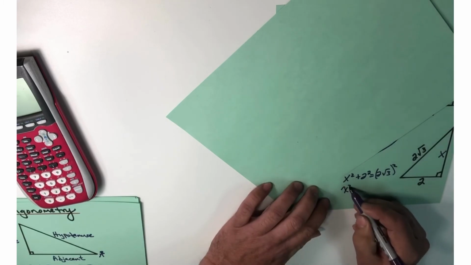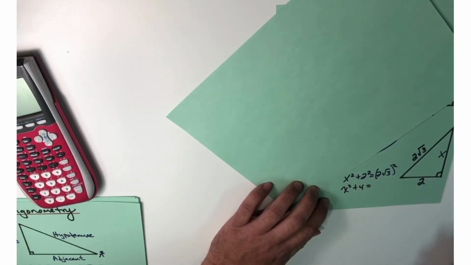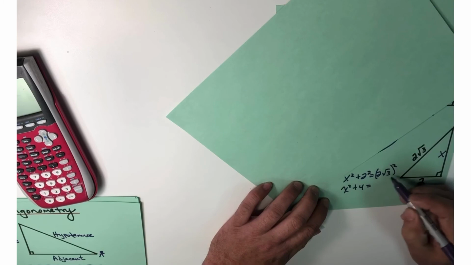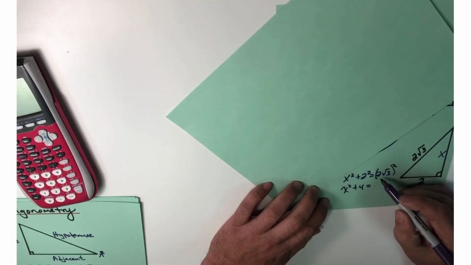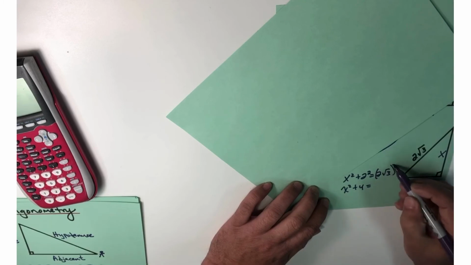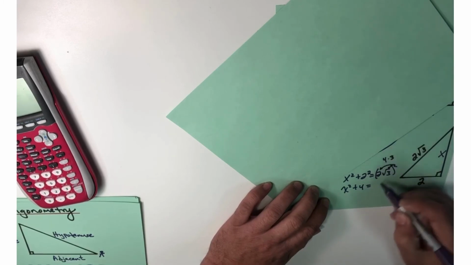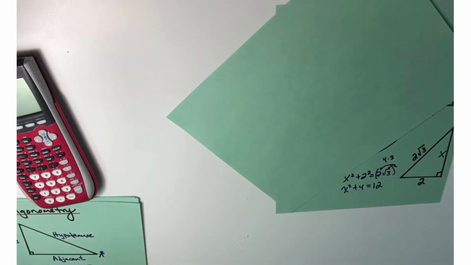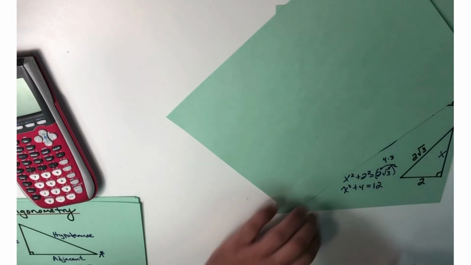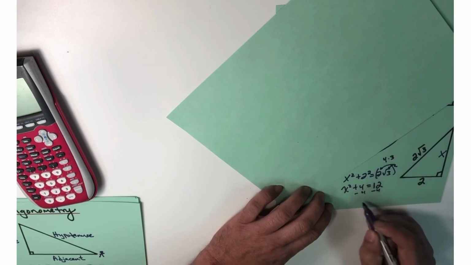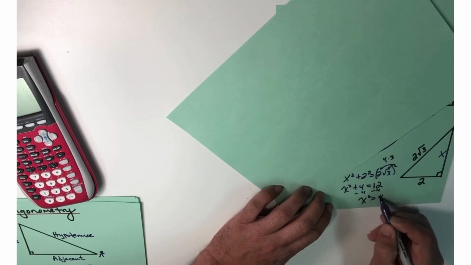This is x squared plus 4 is equal to. Now, when you square this group here, made up of a free number and a jailed number, in other words, you're going to square both pieces. 2 squared becomes 4, and radical 3 squared becomes 3, which is 12. And therefore, when you take away 4, you get x squared is equal to 8.